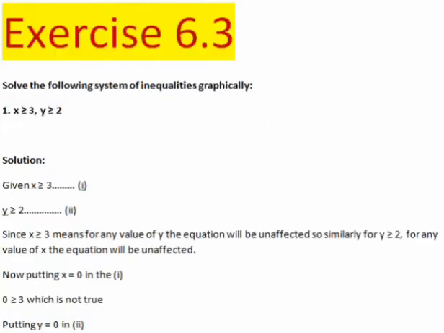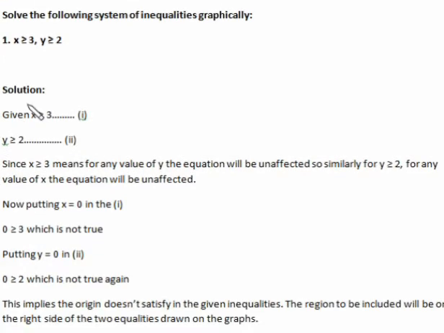Now see some questions from 6.3. Solve the following system of inequalities: x ≥ 3, y ≥ 2. For x ≥ 3, we put 0. What do we get? 0 ≥ 3 is false. And for this one, y ≥ 2, 0 ≥ 2 is also false. It means both shadings are against the origin.